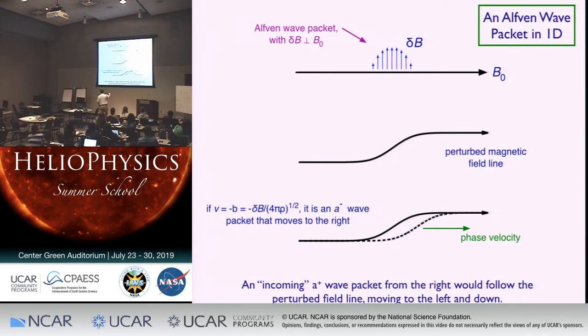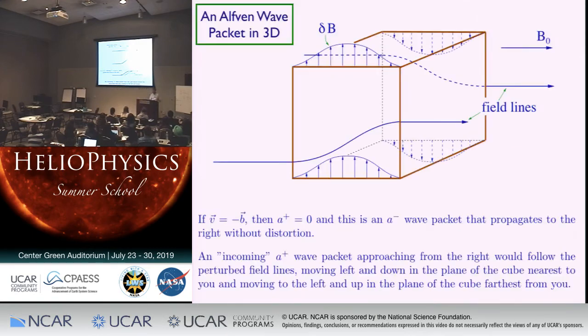Now, suppose we're talking about an A minus wave packet. So v is minus B. In here, the wave packet is moving down. So this solid line changes into the dashed line. This is a wave packet moving to the right. Okay, that's just an example of an A minus wave packet along a single field line.